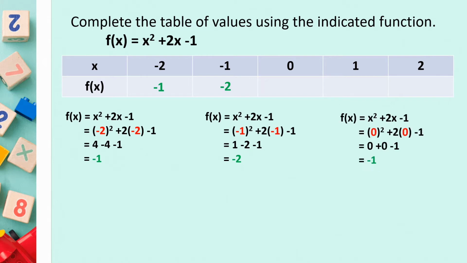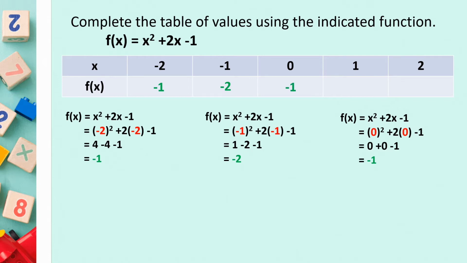Let's proceed if x is equal to 0. So 0 squared plus 2 times 0 minus 1. 0 plus 0 is 0, minus 1 is negative 1. So our f of x, if x is 0, is negative 1.